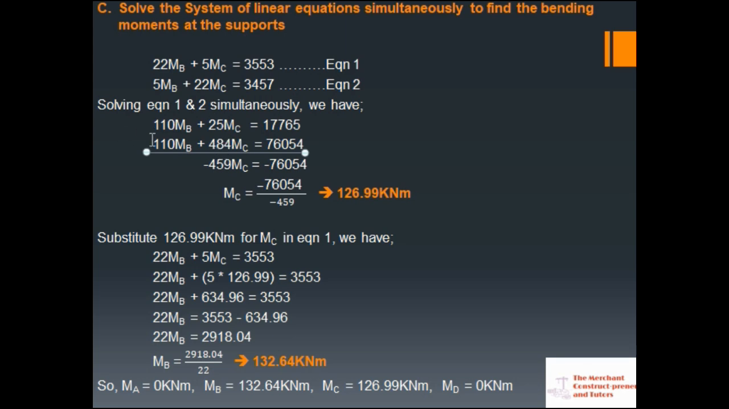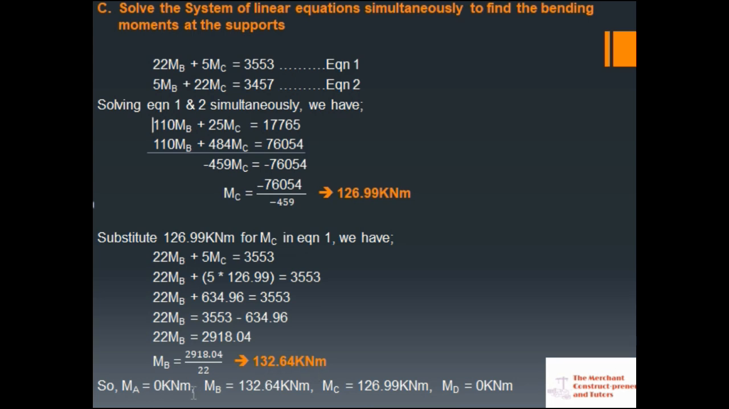So when you subtract these values, you have this minus this, and you get MC equals this value. So this is our moment at support C. Now we substitute this value for MC in equation 1. When you substitute it, you get your MB as this. So you now have your moment at support B and C as these values.